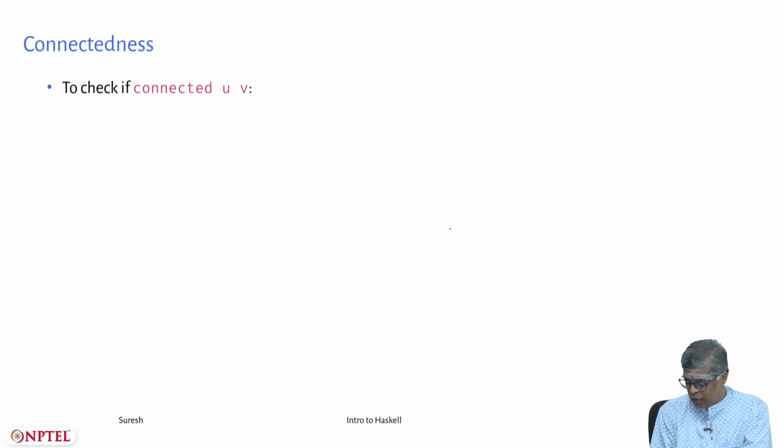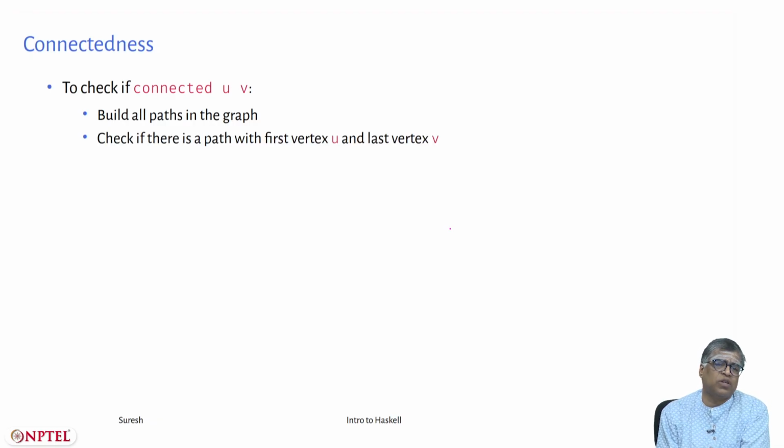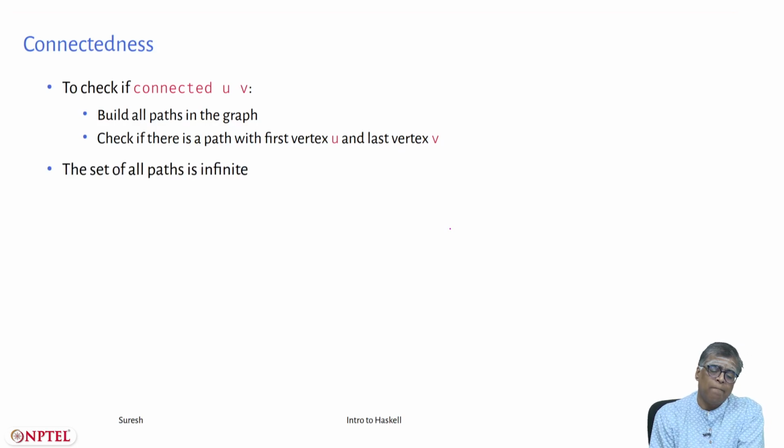Okay, to check if u is connected to v, you might do the following, admittedly very inefficient, algorithm: build all paths in the graph and check if there is a path with first vertex u and last vertex v. Okay, so that seems like an algorithm, but the set of all paths is potentially infinite.